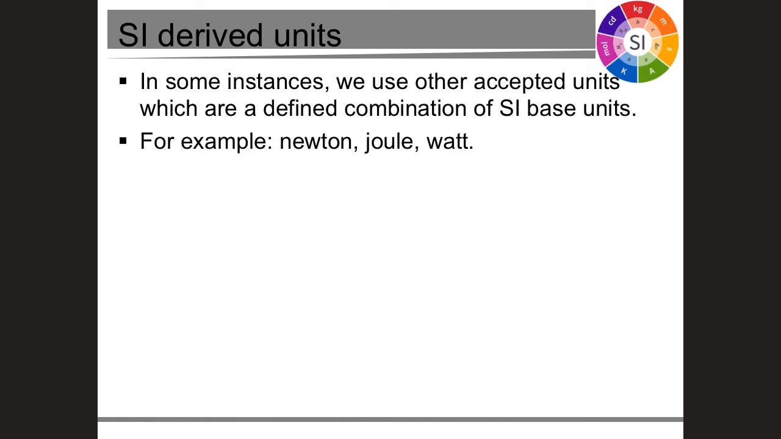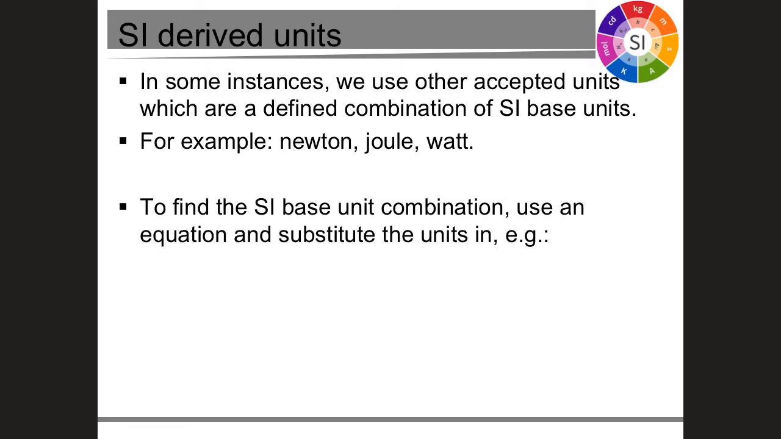Now, some of you are thinking, well, I've got Newton and joule and watt, and we studied those at GCSE, and they were definitely allowed as proper answers. And those are derived SI units. So in some instances, we use these accepted units that are defined as a combination of SI base units. So 1 Newton isn't related back to the weight of an apple. 1 Newton is defined as a combination of those 7 SI base units.